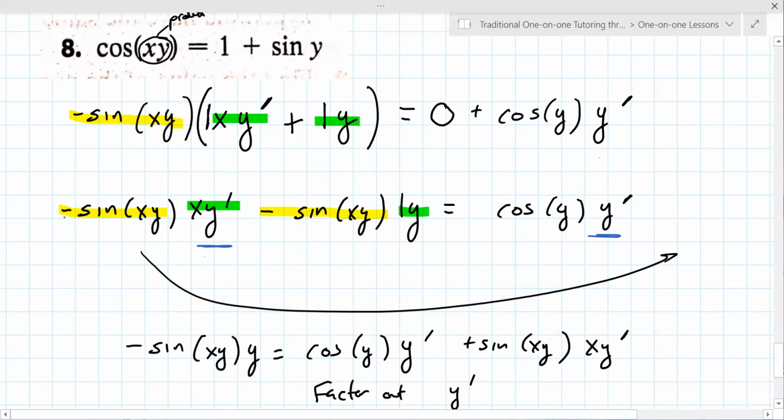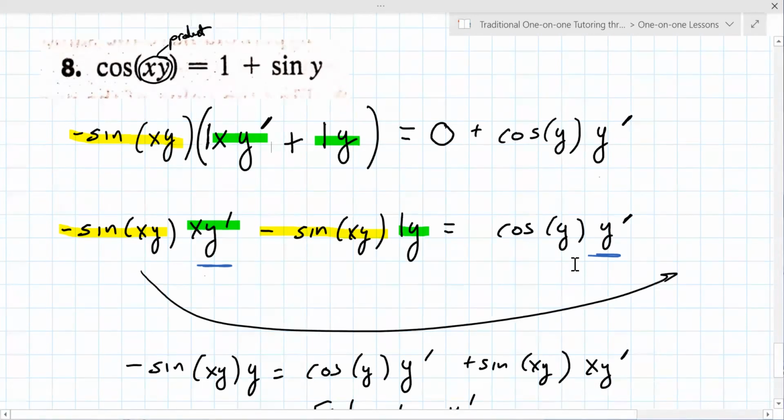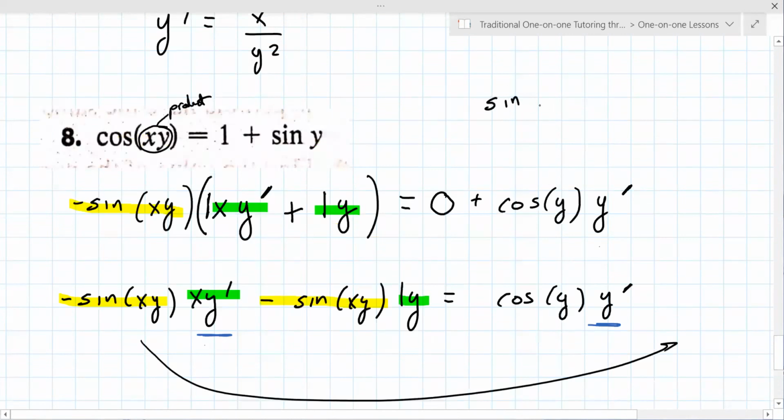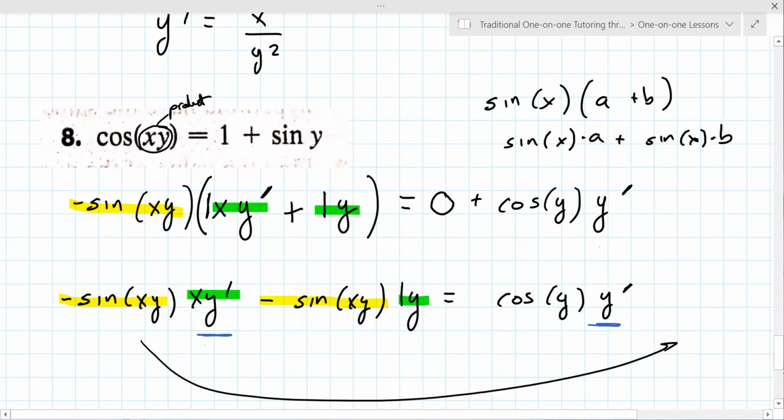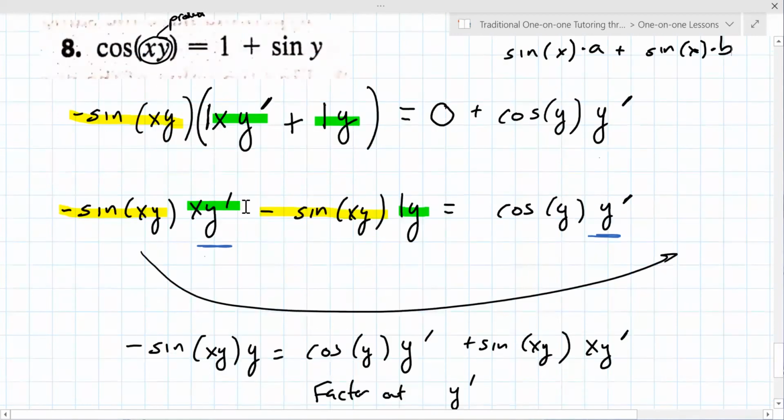These are just appended on. Normally they're written in the front, like minus xy prime sine xy, but I was trying to just keep it in order. Here's essentially what we're doing: sine x times a plus b. This is sine x times a plus sine x times b. And it's no different over here, I guess. Oh, okay. I get it. Yeah, I see what you're saying now. Okay, I get it, all right, I'm good.